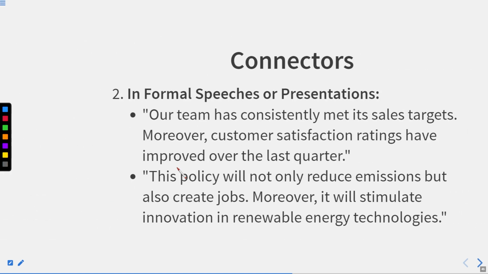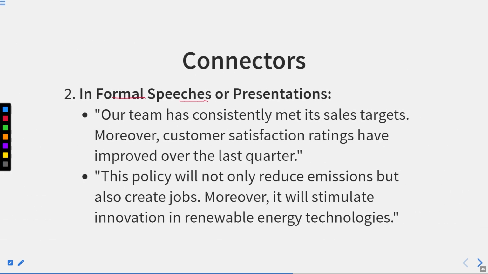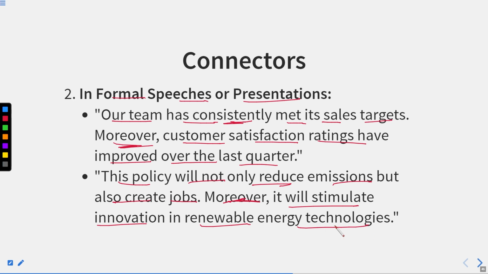Okay, now in formal speeches or presentations: our team has consistently met its sales targets. Moreover, customer satisfaction ratings have improved over the last quarter. This policy will not only reduce emissions but also create jobs. Moreover, it will stimulate innovation in renewable energy technologies.